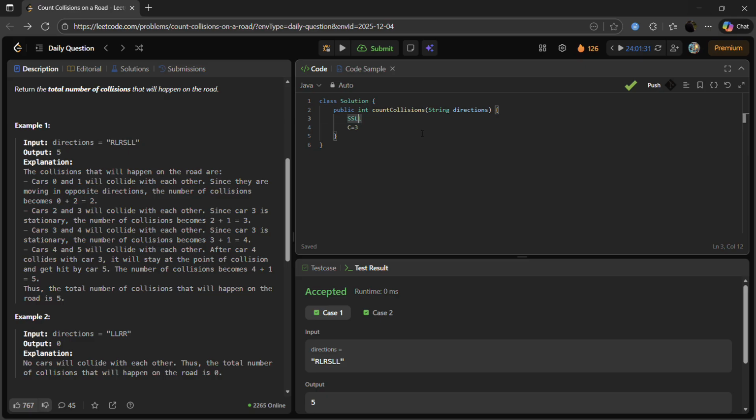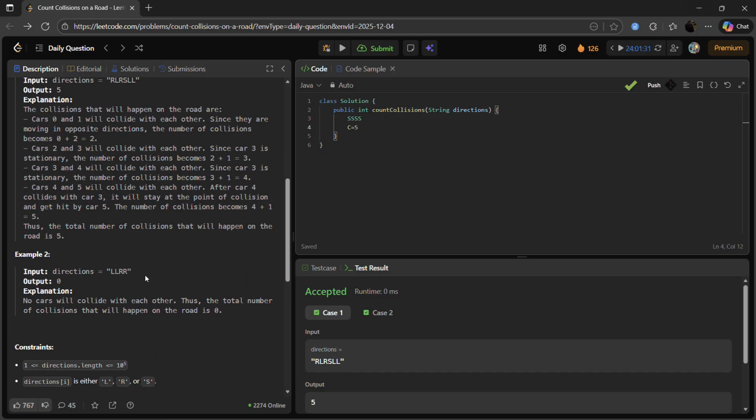Now there is a stationary point, and there is L. So this L and S will collide, and only L is in motion. So this will become 4, and this L will become S. It collides with the stationary point and becomes a stationary point. And for this last L, it is the same. It will collide with the stationary point and become a stationary point. So this is 5. So 5 is the output.